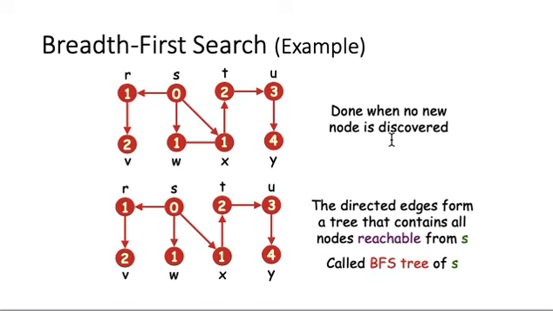Okay, so in the end, we will obtain this, and we can easily see that S will be the root node, and this is actually a tree, and this tree represents the relationship of which one discovers which one in the BFS algorithm. So we call this a BFS tree of S, rooted at S. Okay.